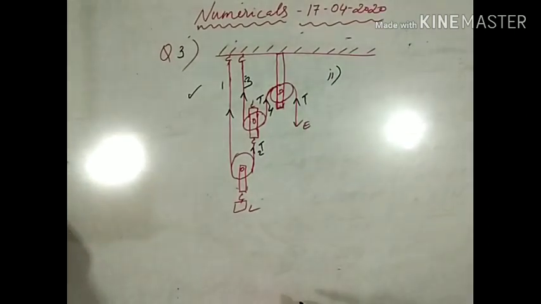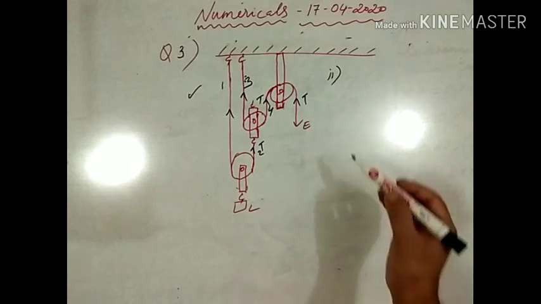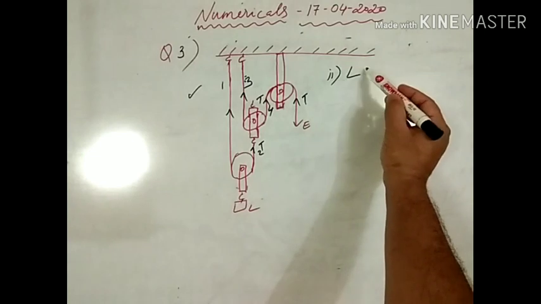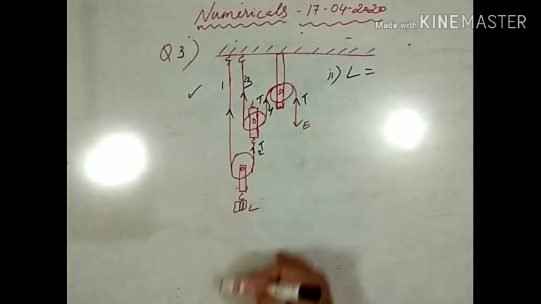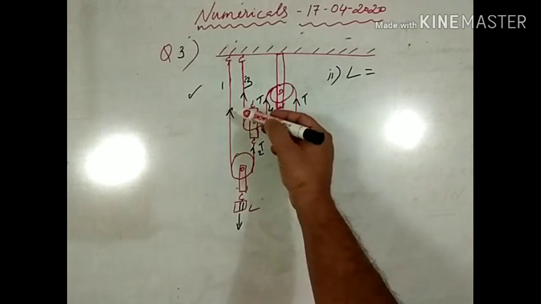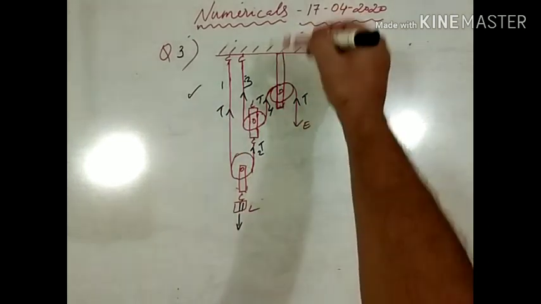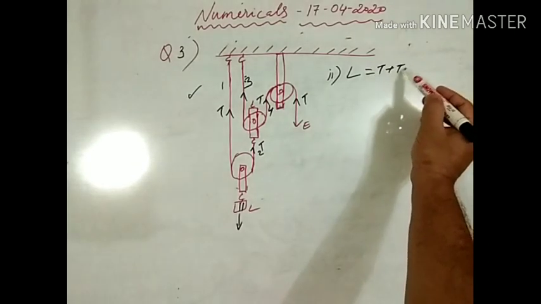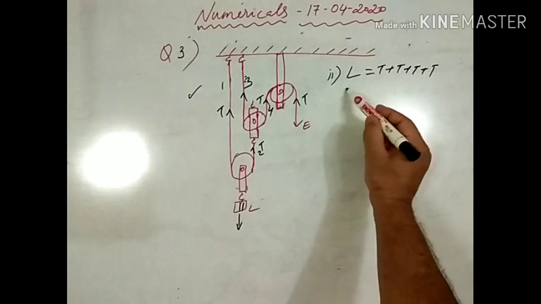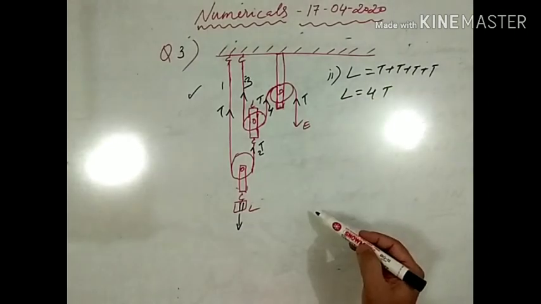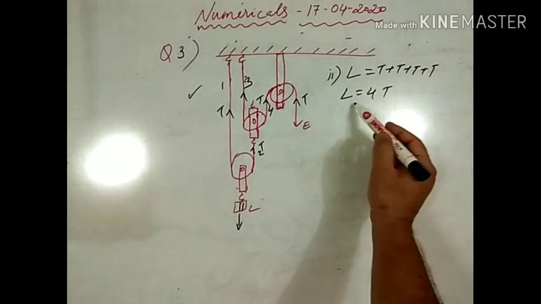What is the load which can be lifted up by the effort? In equilibrium, when the pulley is not rotating, the load acting vertically downward will be balanced by the tension acting along the 4 segments of the string. Therefore, L is equal to T plus T plus T plus T, L is equal to 4T. So, the load will be equal to 4T.